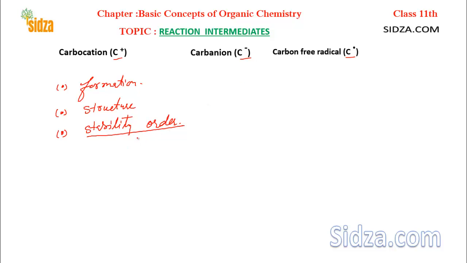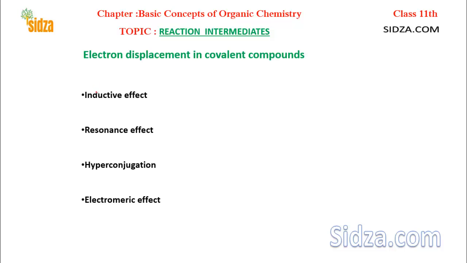To understand the stability order of the different carbocations, different carbanions, we have to actually understand certain important concepts. So before we take these intermediates one by one, we have to discuss certain effects, right? Certain important concepts. And what are those concepts? It is inductive effect, resonance effect, hyperconjugation, electromeric effect. We can explain the stability of all those intermediates with the help of these four important effects. Inductive effect is the first, resonance effect is the second, hyperconjugation is third, the fourth one is electromeric effect.